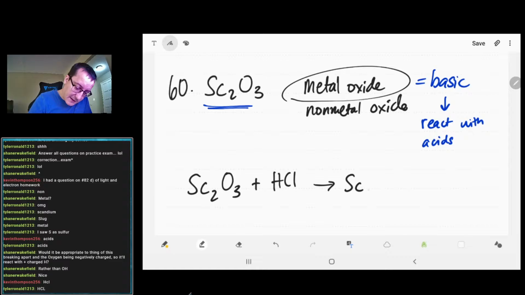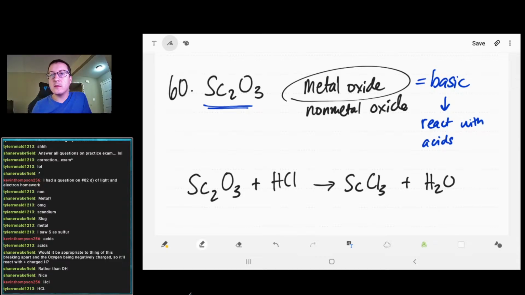we're going to predict this thing is going to make scandium 3 chloride. Right? Remember, double displacement, we're not going to change our oxidation numbers. So scandium was 3 plus before, it's going to stay 3 plus. And then we're going to make, of course, our water as the other product.